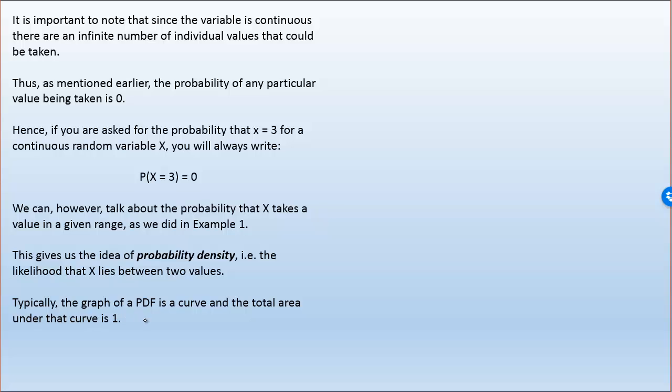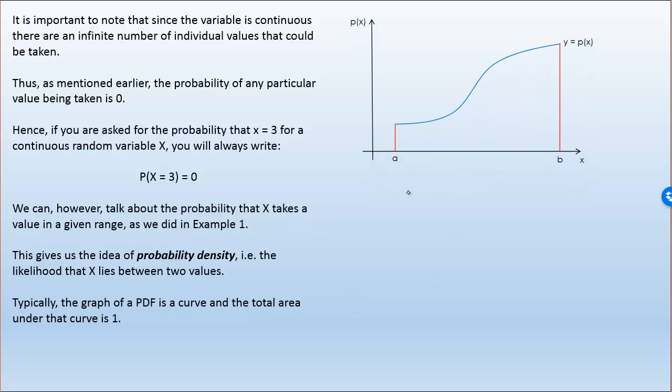Typically, the graph of a PDF, probability density function, is a curve, and the total area under that curve must be 1. This is one of our key features. Remember, the probability of a certainty is 1, and the probability scale goes from 0 to 1. Here we have an example of a probability density function which is non-zero between a and b, and we would consider it to be 0 everywhere else.